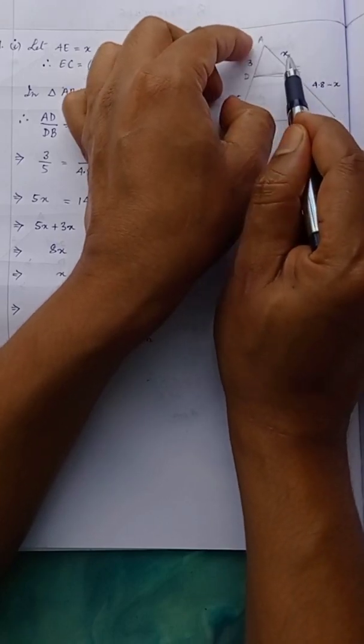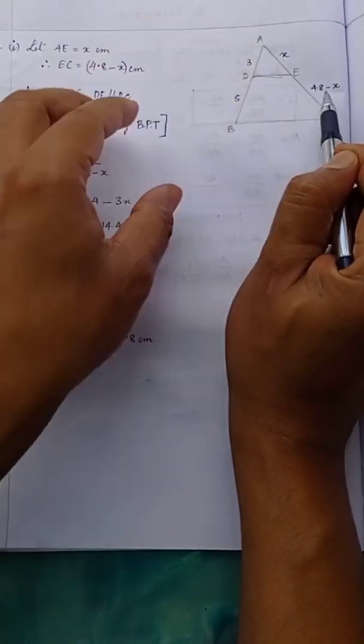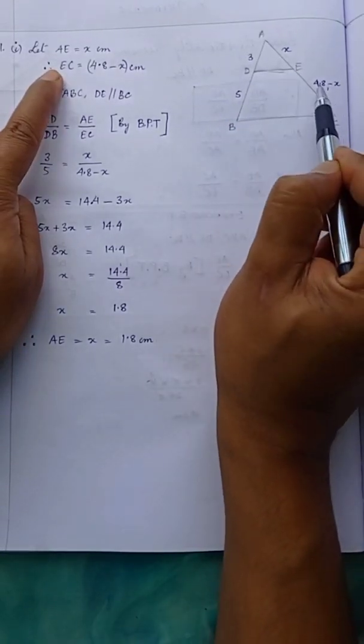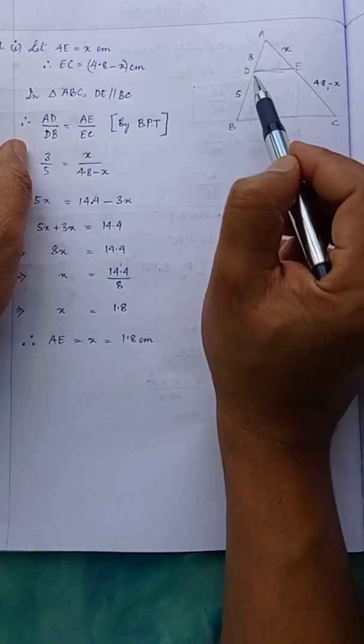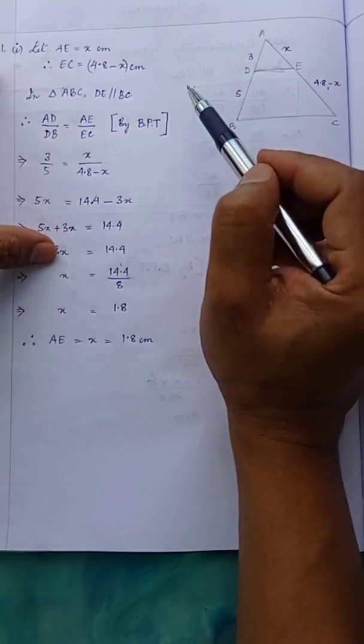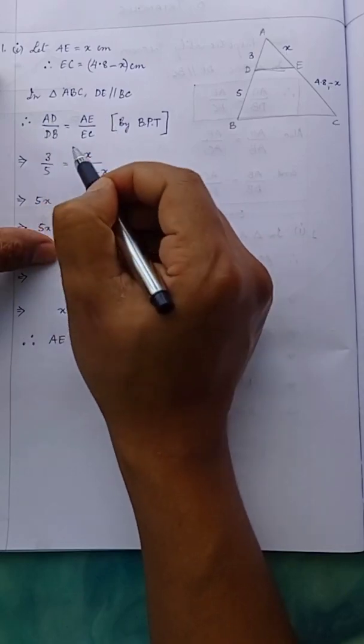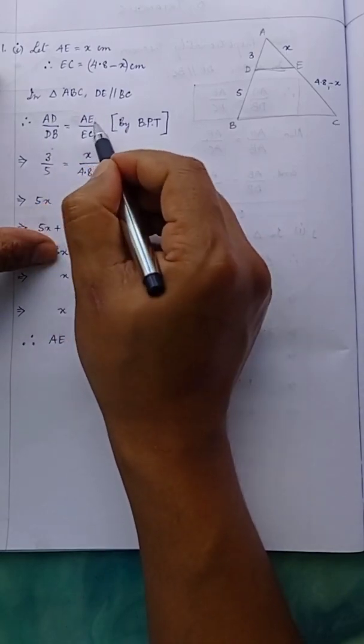So we'll just keep x, and this one 4.8 minus x. So let AE equal x, and EC will be 4.8 minus x. Then we'll apply the basic proportionality theorem again. In triangle ABC, DE is parallel to BC. Therefore, AD by DB equals AE by EC.